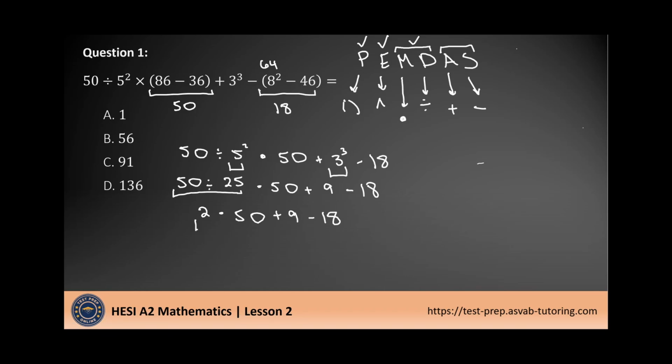Okay, now we have 2 times 50. That's going to be 100 plus 9 minus 18. Now 100 plus 9 is going to be 109 minus 18 is going to give us 91.